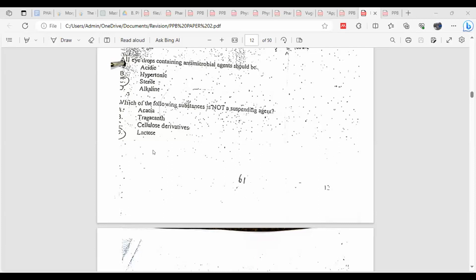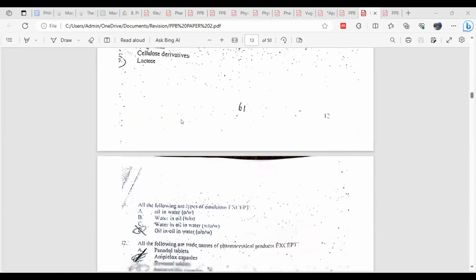Hiyo iko. Which of the following substances is not a suspending agent? Na kwa lactose ilikuwa example, binder ama ilikuwa wapi? I think kuna jibu tulipeana huko juu. I think we were trying to see between lactose and acacia which is the more. Ilikuwa nini? Ilikuwa hiyo ya flowability. It's lactose. Lactose is filler, diluent. Yeah. So the answer is lactose, okay.